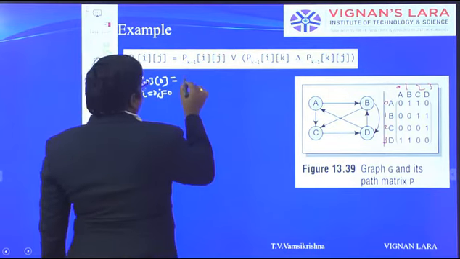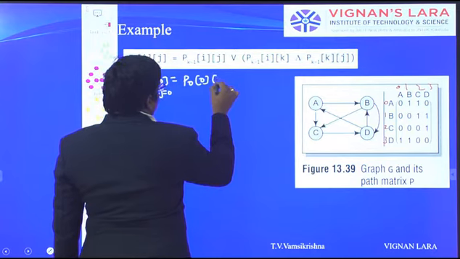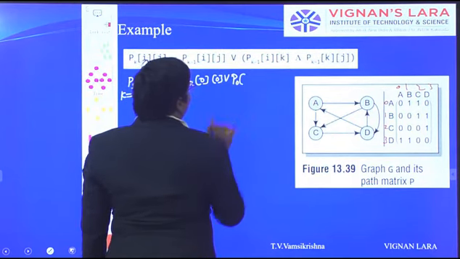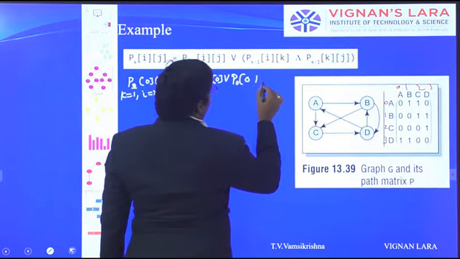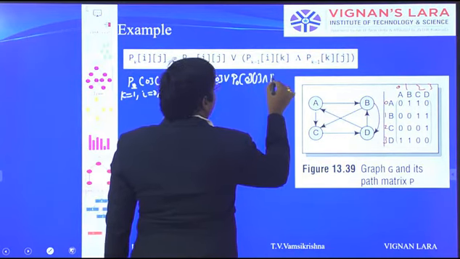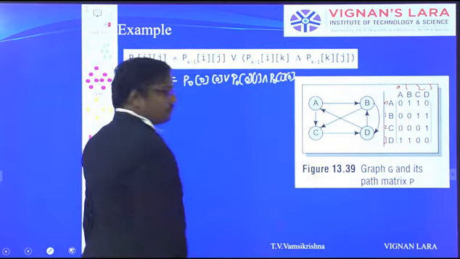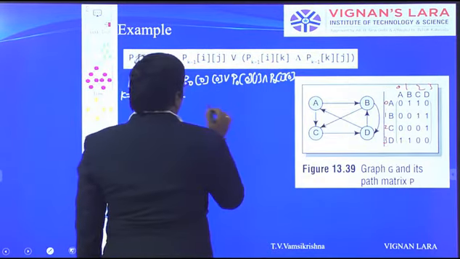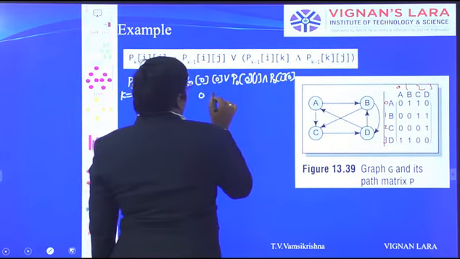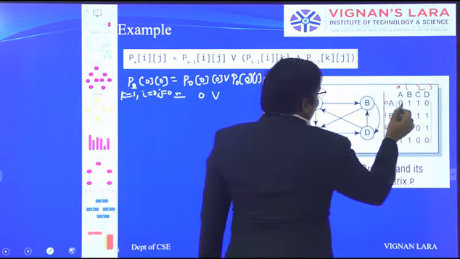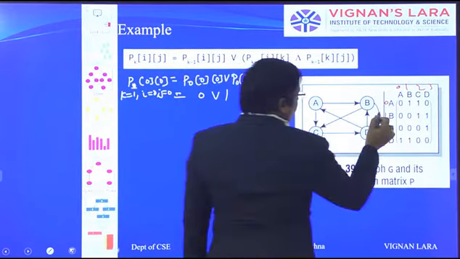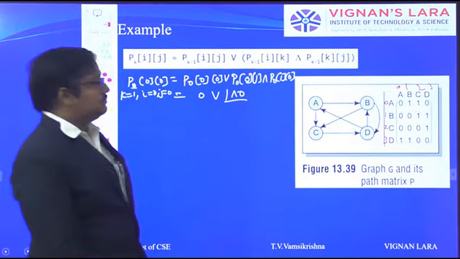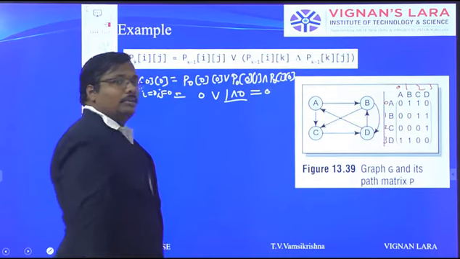Substituting into this: P of K minus 1, 0 of 0, 0, logical OR, next P of K minus 1, again 0, I K, K value means 1, so 0 to 1, logical AND P of 0 of 1, 0, so 1, 0. 0 to 1 means 0, 0 value right now 0 only, logical OR P of 0, 1 value 1, and 1, 0 value again 0. So 1 logical AND 0 means the result is 0 only. So this is not updated.